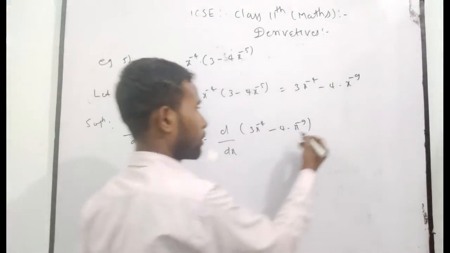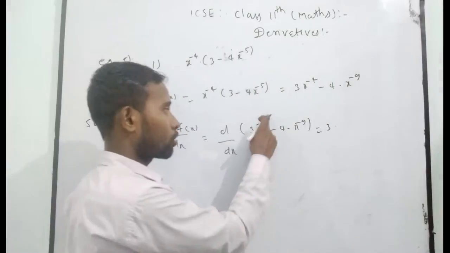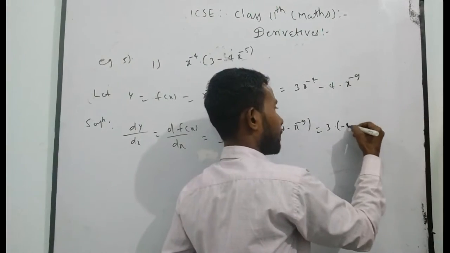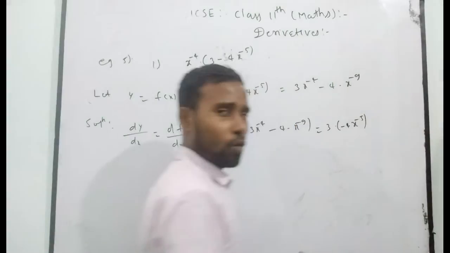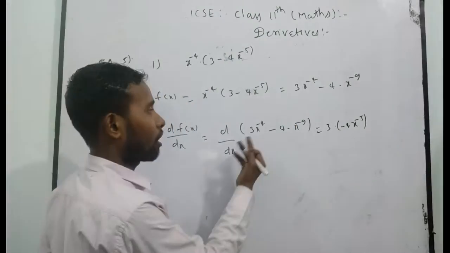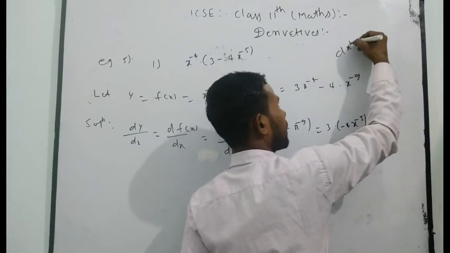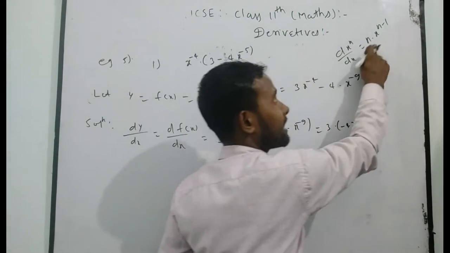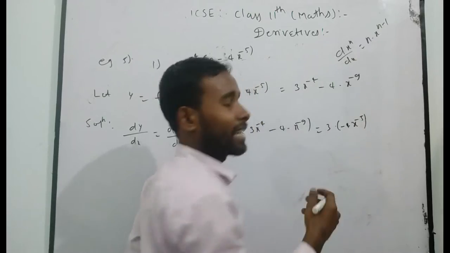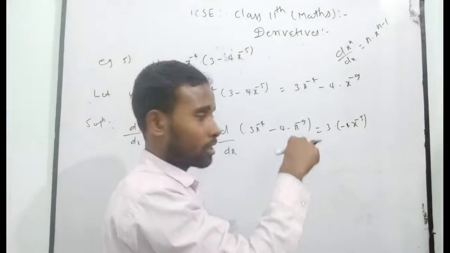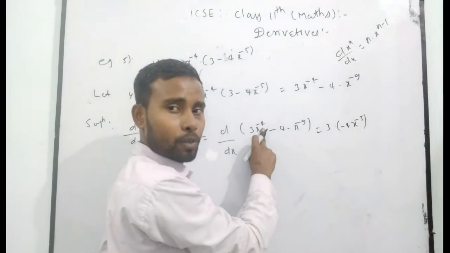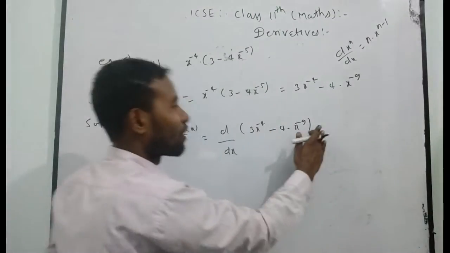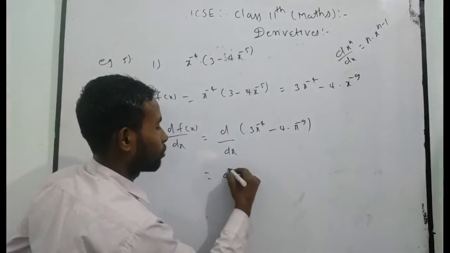After differentiating you get 3 times. What is the derivative of x to the power minus 4 with respect to x? It will be minus 4 times x to the power minus 5. How? Because as you know the formula, the derivative of x to the power n with respect to x is equal to n times x to the power n minus 1. That means n is taken out here and the exponent of n is reduced by 1, that means n minus 1. Here n is equal to minus 4. So derivative of... don't write directly. Write one step so that you can understand easily.